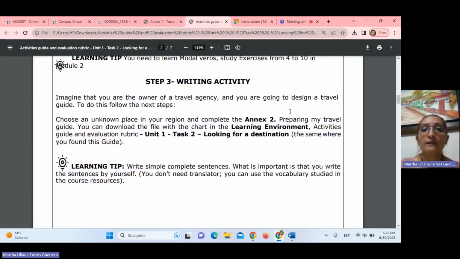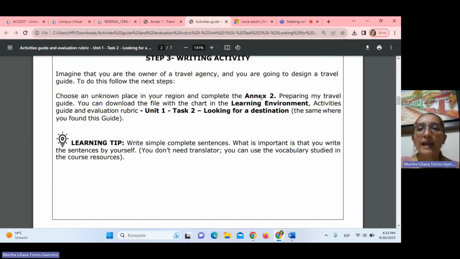Step number 3 will evaluate your writing skills. So it means that it's a writing activity. In this step, you must imagine that you are the owner of a travel agency and you are going to design a travel guide. To do this exercise, it's important to follow the steps that are proposed here.